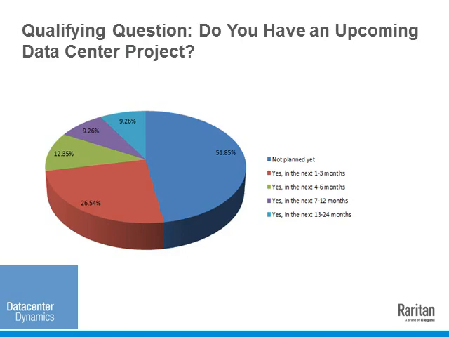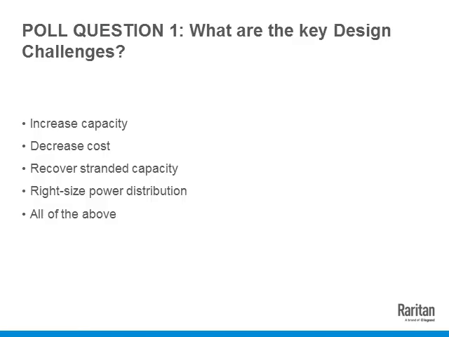But right now, let's get our first poll question of the day before we jump into the best practices. So the first poll question of the day is, what are the key design challenges? You can actually vote by hitting your voting button on the top, so that way you can look at it. Question number one, what are the key design challenges? Increase capacity, decrease cost, recover stranded capacity, right-size power distribution, or all of the above. So if you could, please start voting now.